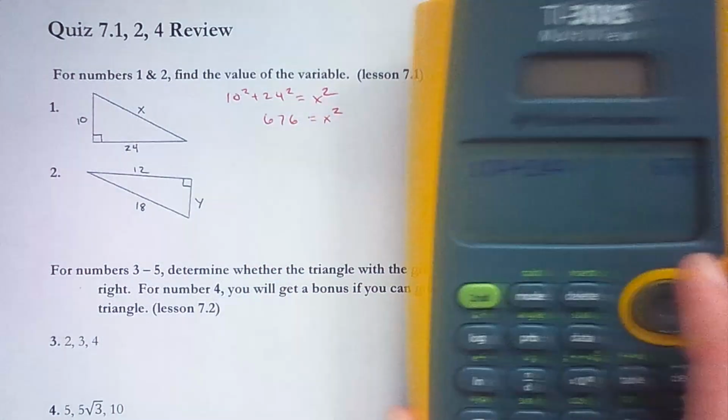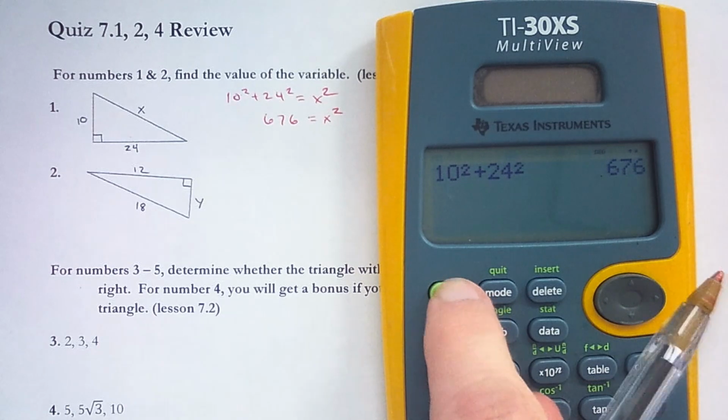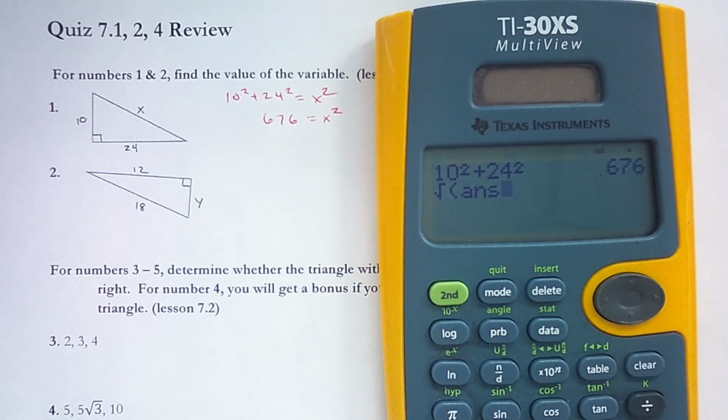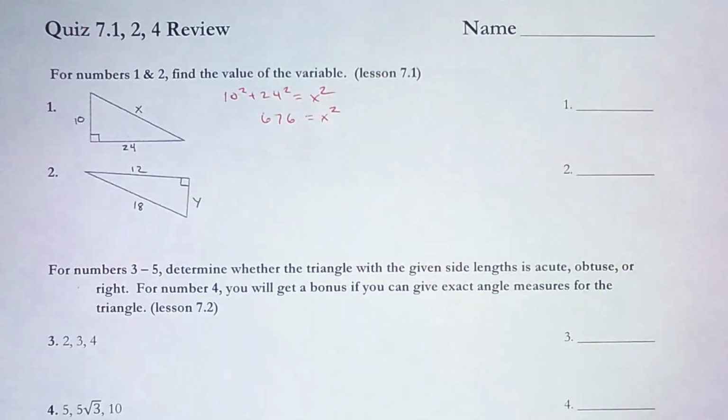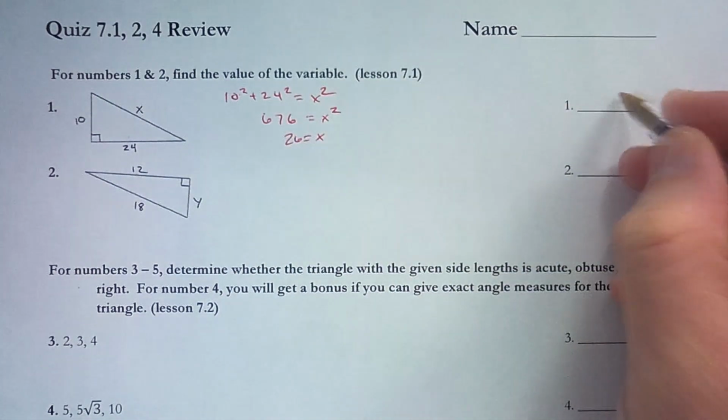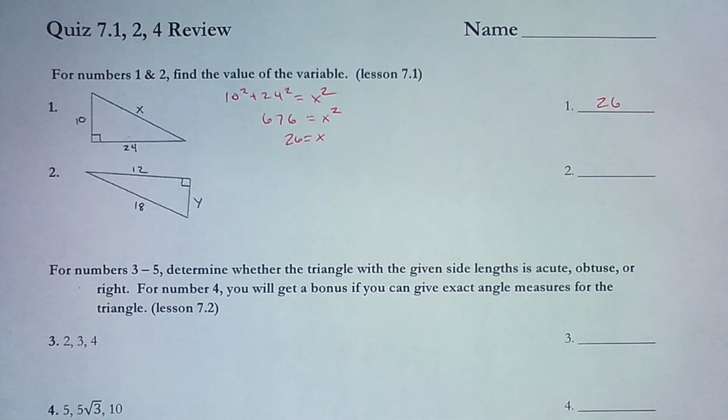Okay, now that might be a whole number, so I'm just going to try the square root of 676, and that is 26. Okay, so we get a whole number here. Okay, so 26 is my answer for number 1.